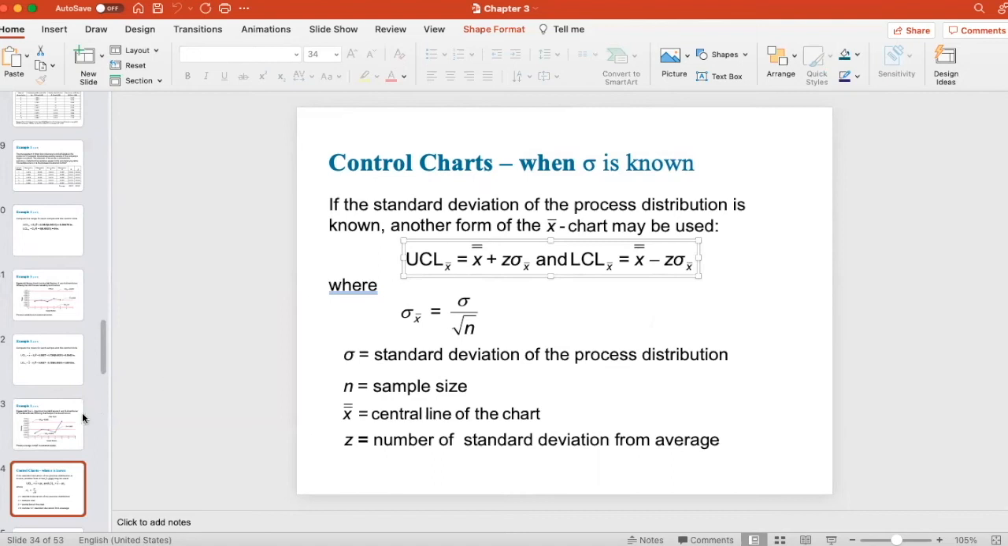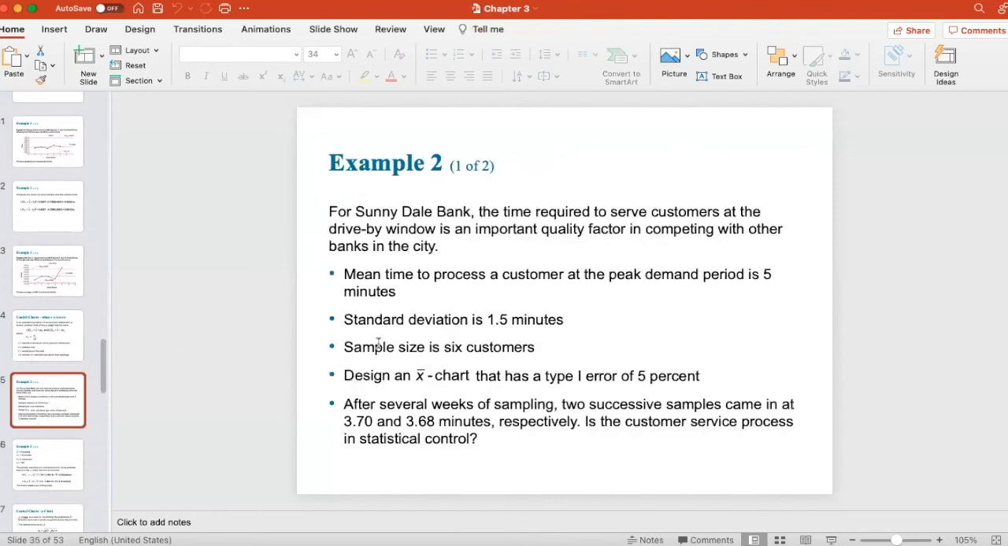Now, let's look at this. This should also have been mentioned within the BSTAT course. Sigma X bar equals sigma over the square root of n. I will not take time to go through this equation, but it is very straightforward. Now let's use an example to illustrate.